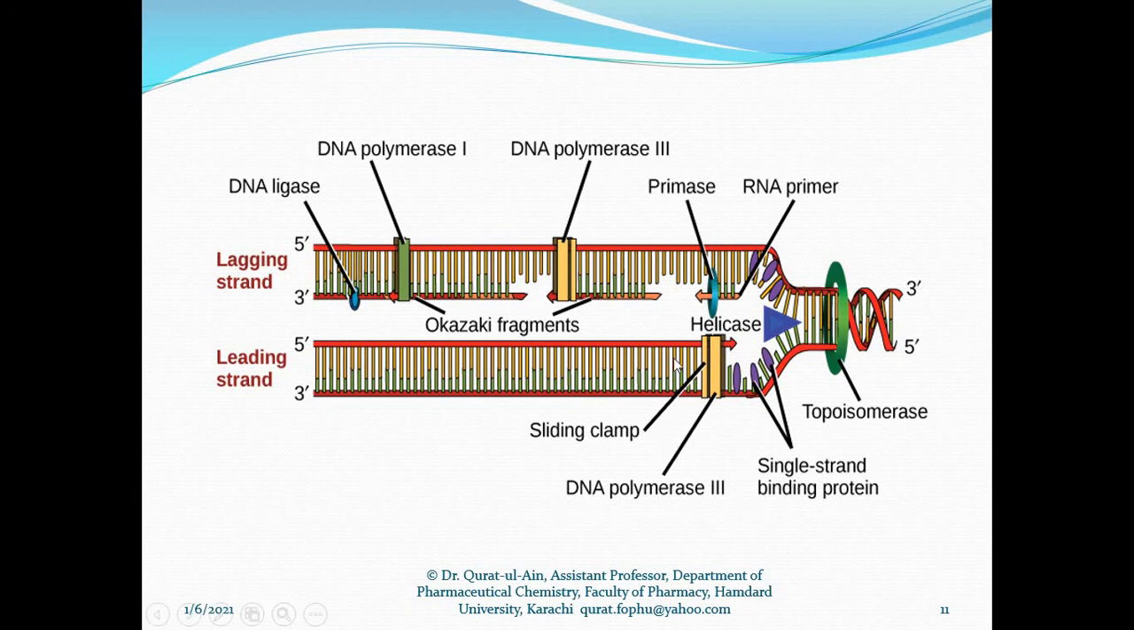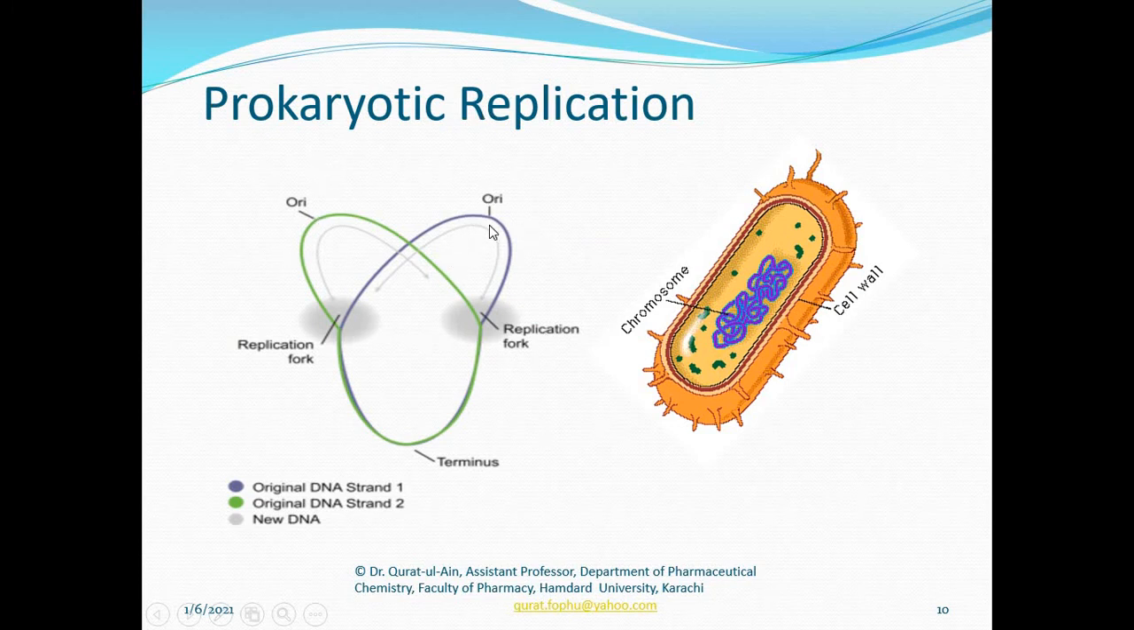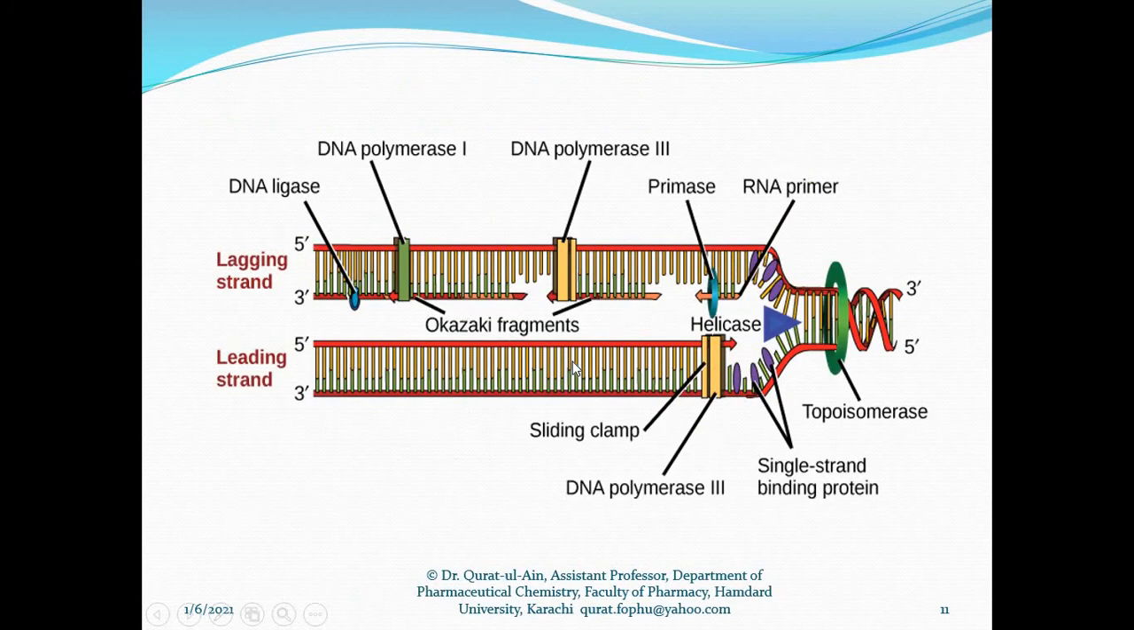So here we are seeing the E. coli chromosome, and this is the origin of replication that we have seen here. You can see that this was the double stranded DNA. Now we are seeing how this double stranded DNA separates or opens up into two single strands, and how the new strand is synthesized on each template strand.